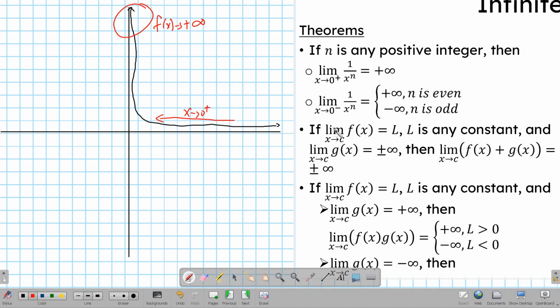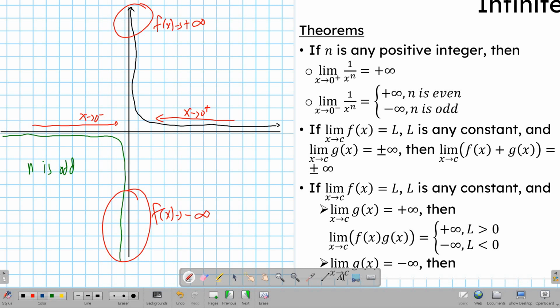On the other hand, the limit of 1 over x raised to n as x approaches 0 from the left is positive infinity if n is even and negative infinity if n is odd. If n is odd, just like 1 over x, because that's x raised to 1, the curve is here at the third quadrant. This is where n is odd. As our x values approach 0 from the left, the f of x values approach negative infinity.